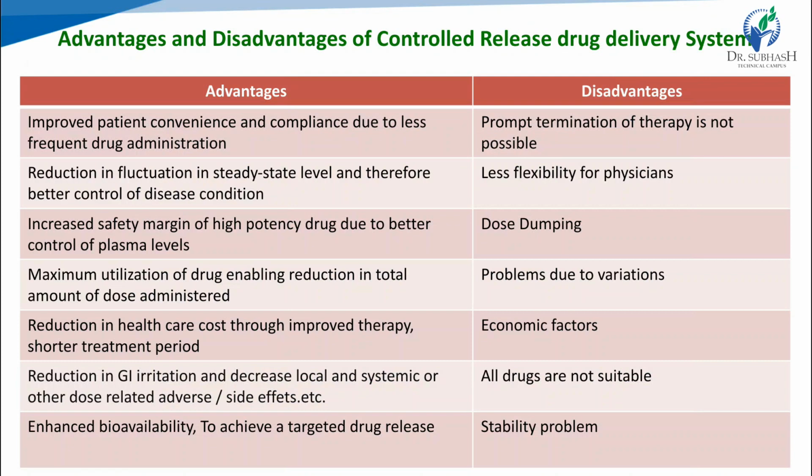It increases the safety margins of highly potent drugs, because it maintains the concentration within the range. Throughout, we have to maintain the concentration in the plasma. So for highly potent drugs, the safety and efficacy margins are increased. We go for maximum utilization of the drug, enabling a reduction in the total amount of dose, so we reduce the dose frequency by using the drug optimally.